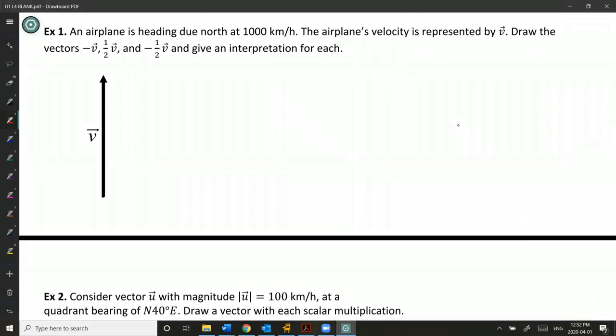All right, so we have an airplane heading due north at 100 kilometers per hour. The airplane's velocity is represented by vector v below. Draw the vectors negative v, half v, and negative half v. Give an interpretation for each.